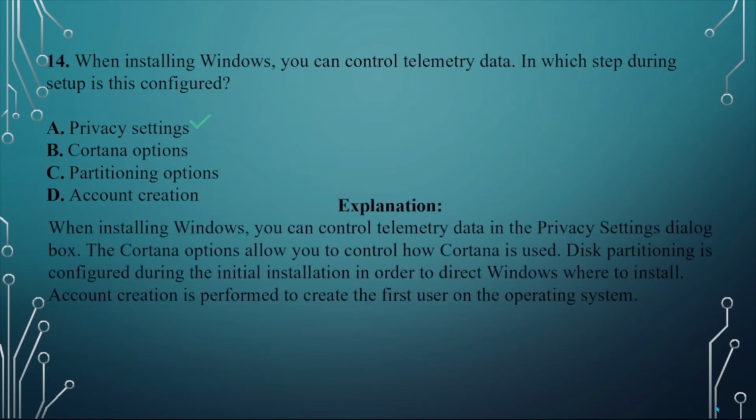The answer here is A. Privacy settings. When installing Windows, you can control telemetry data in the privacy settings dialog box. The Cortana options allows you to control how Cortana is used. This partitioning is configured during the initial installation in order to direct Windows where to install. Account creation is performed to create the first user on the operating system.